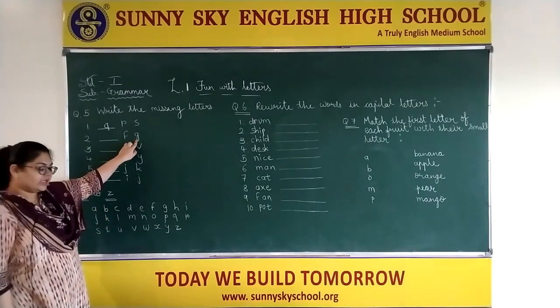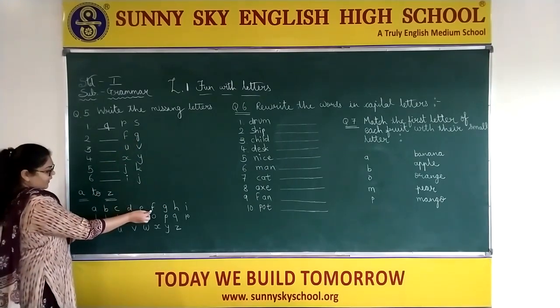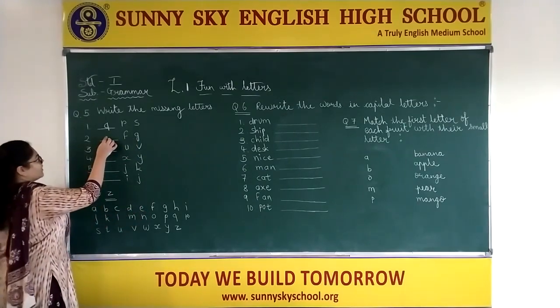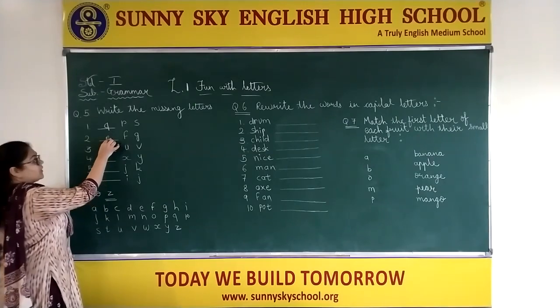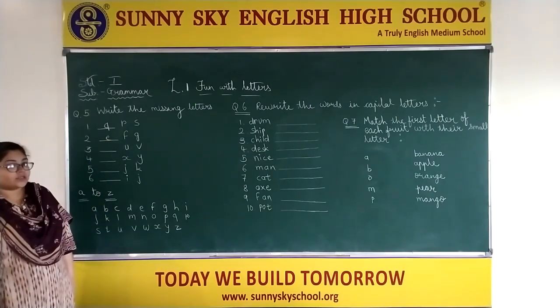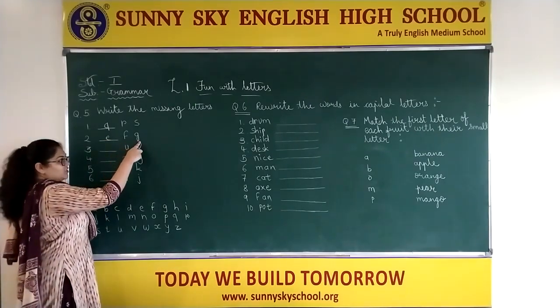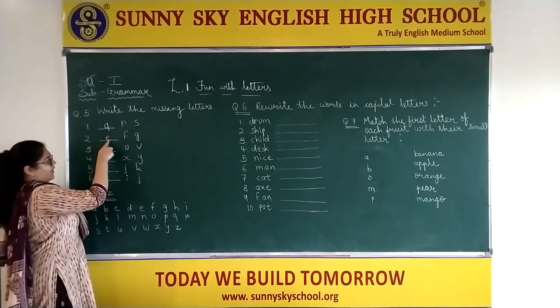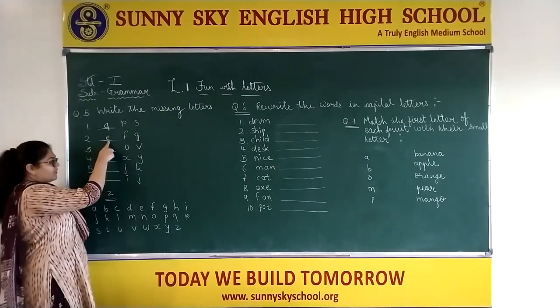Same way, dash F, G. What will we write here? What will come before F? E. So we will write here small letter E. Why have we written small letter? Because our F and G are small. So we will write E also in small letter.